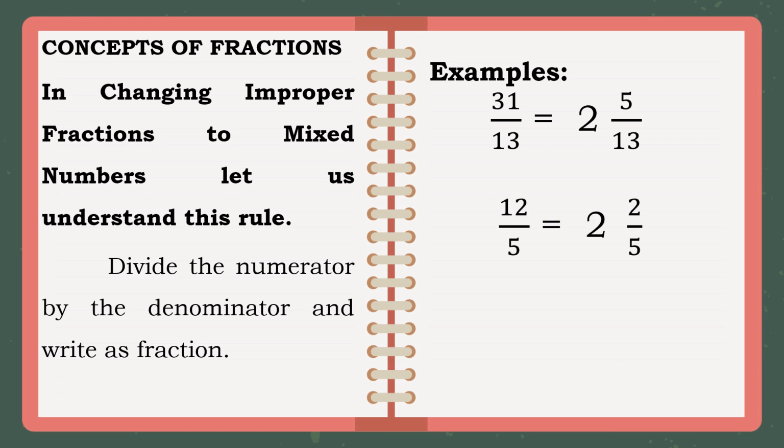12 over 5 is equal to 2 and 2/5. That means 12 divided by 5 is equal to 2 with a remainder of 2, which will become our numerator, over 5, which is our denominator. 78 over 15 is equal to 5 and 1/5. That means 78 over 15 is equal to 5 with a remainder of 1 over 5.